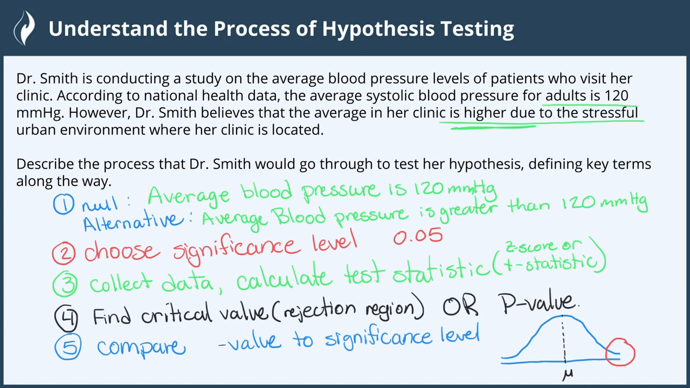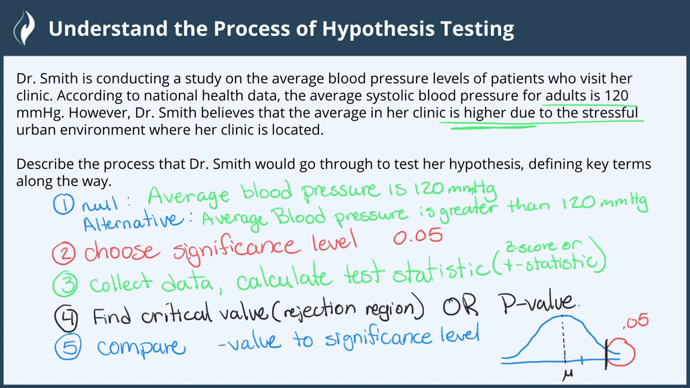We chose a significance level of 0.05, and we have a critical value that will give us a cutoff, a defining line of where we would consider the normal blood pressure versus something that's going to be more extreme for her clinic, for the sample that she chose. If Dr. Smith's test statistic fell within the normal range, then her claim that the average blood pressure at her clinic is higher doesn't seem very likely because it is very close to the population average.